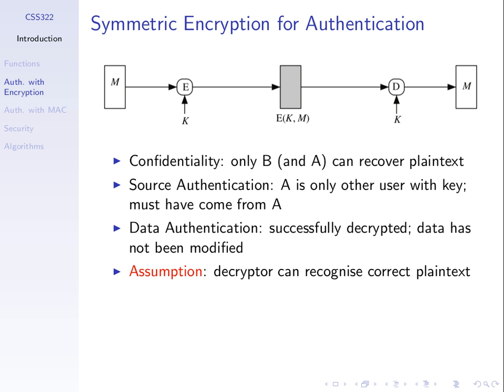And authenticating the content, the data, making sure nothing has changed. Because if it successfully decrypts, then that means that the data has not been modified along the way. Because if the attacker modified the ciphertext, it would not successfully decrypt. So we've authenticated the source and the data. From the services, we've provided the authentication service and data integrity service.